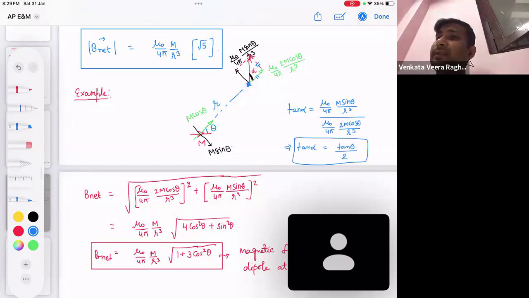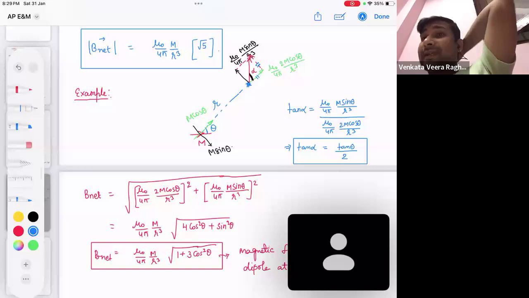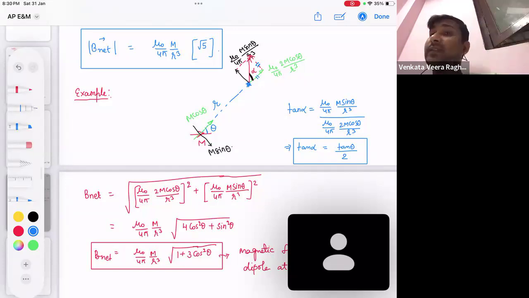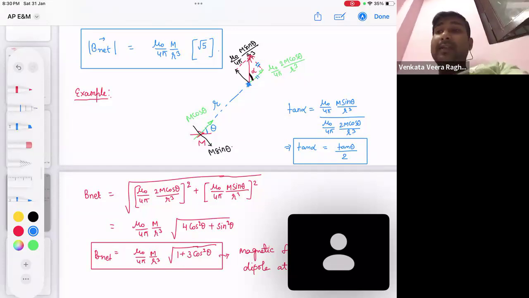So you can also find out how much angle the resultant is making with the direction of the line. With the dipole, if they ask you the angle, then you should answer theta plus alpha. Understood? With the line, if they're asking you the angle, you should answer alpha. So please tell me, are you clear about this magnetic field calculation?